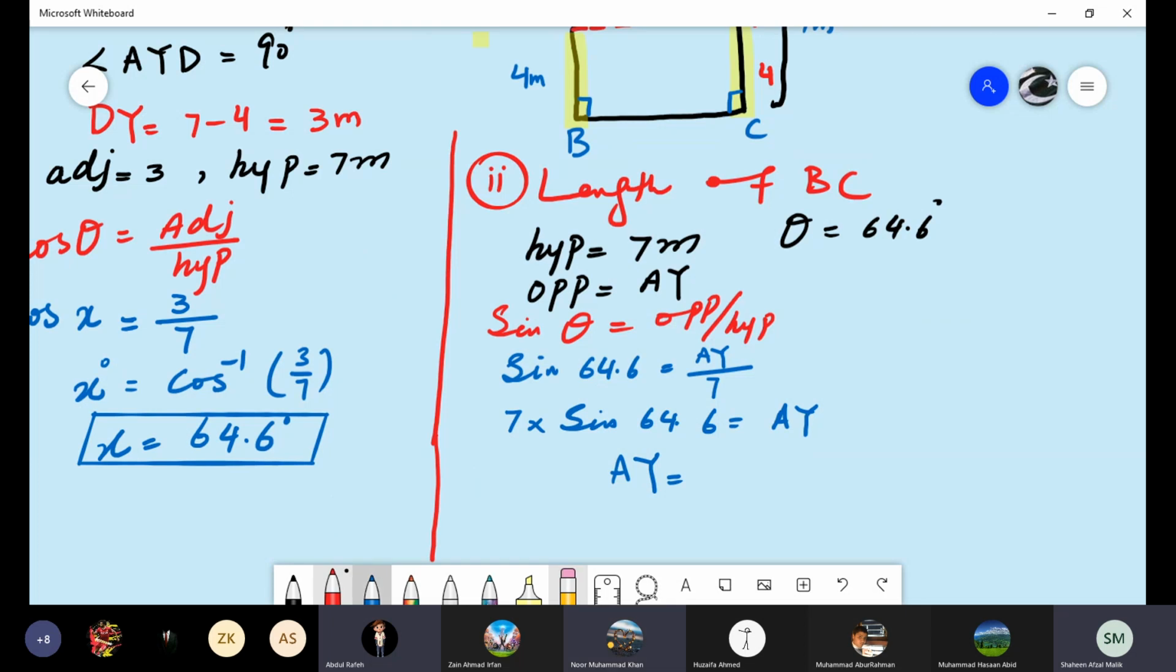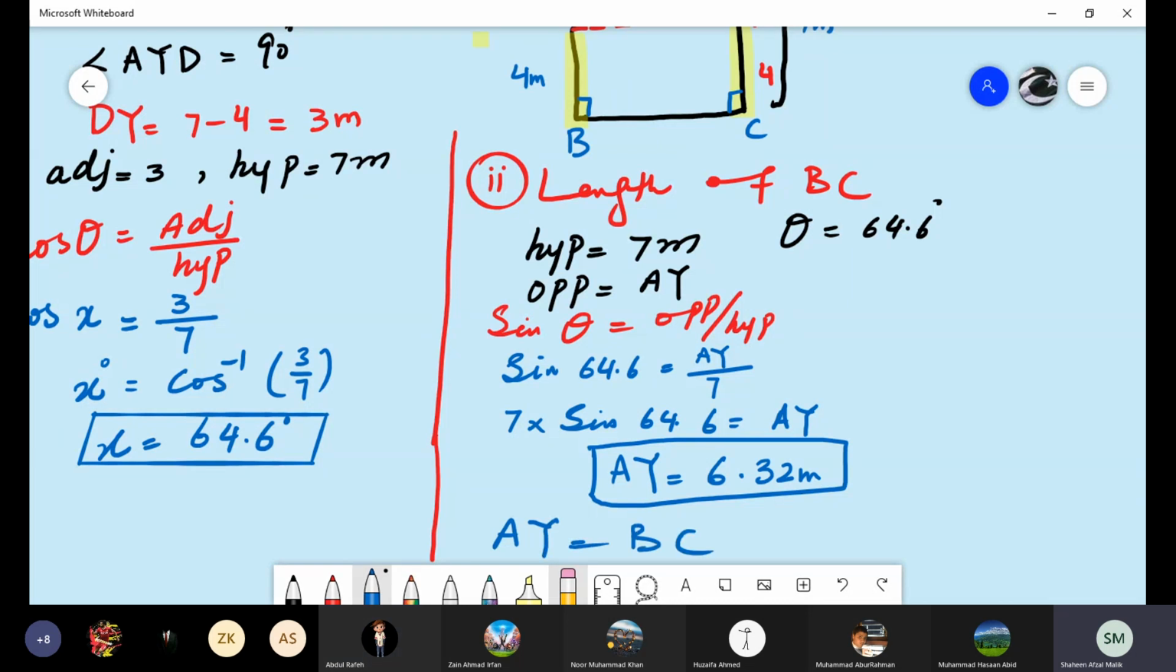Ma'am, the answer is 6.321. 6.32. 6.32 meter. We can write that the length of AY is 6.32 meter. Yes or no? So we can write that AY is equal to BC, that is equal to 6.32 meter, as they are parallel and they have the same length. That's it.